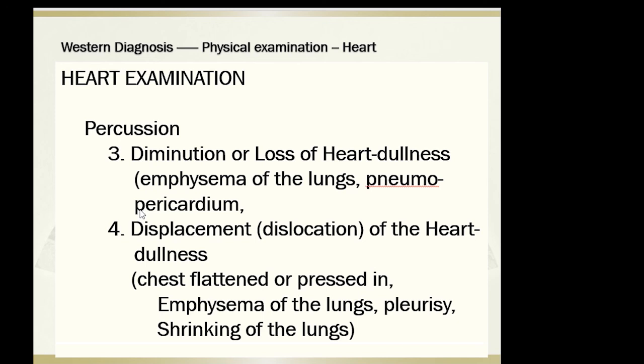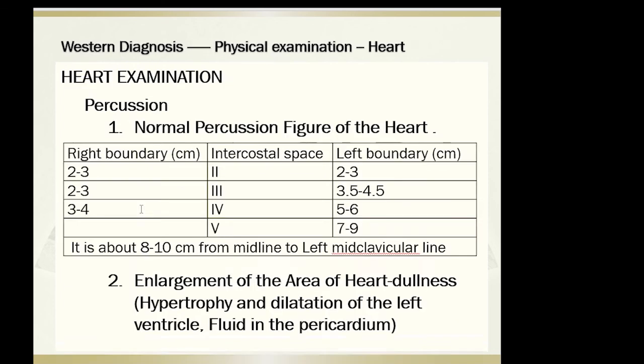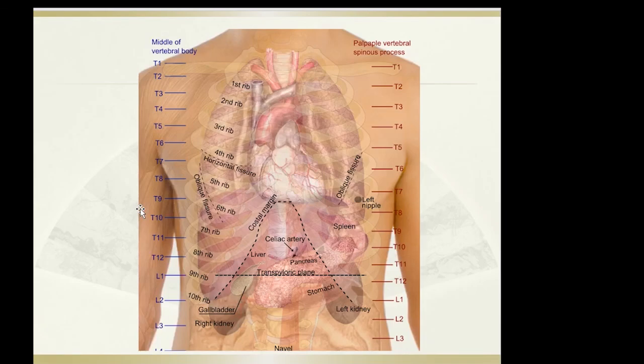So basically, we are still talking about what happens if more air goes to the lung. The lung gets bigger, and some of the lung covers the heart, especially on the left side. That makes the heart look smaller here. We say the heart dullness sound changes to smaller. Usually it's a lung problem or a pleural problem covering the lung area.